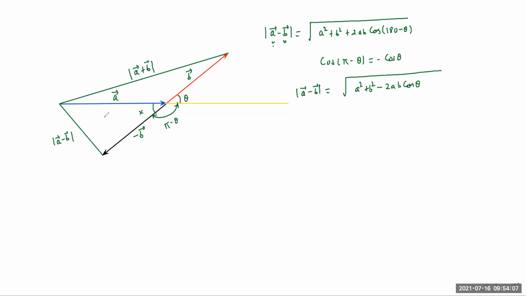Now tell me which length is bigger, |A + B| or |A − B|? Which one is bigger here? Sir, I think both are the same. Yeah, so |A + B| is bigger than |A − B|. So mod of A plus B is greater than mod of A minus B.